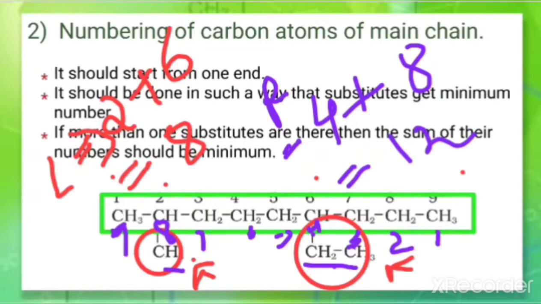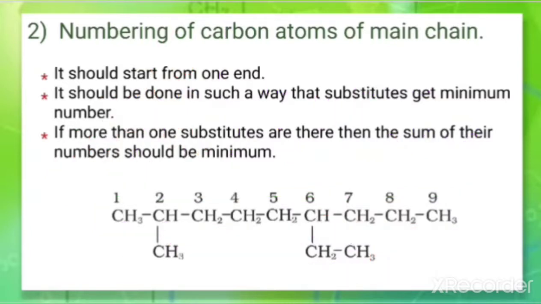So which one is the minimum sum? That is 8, the minimum sum. So the numbering of this compound should be done from the left hand side. That is what this rule says: if more than one substituent is there, like here methyl and ethyl are the two different substituents, we have to number in such a way that their sum is minimum. So the numbering which is already done here is the right way of numbering this carbon chain.